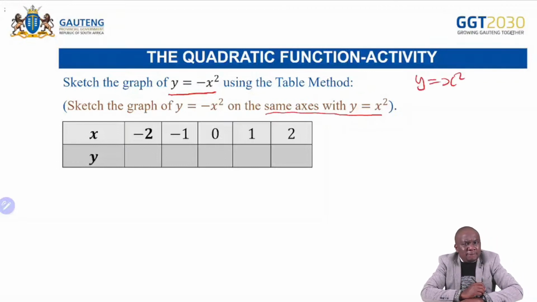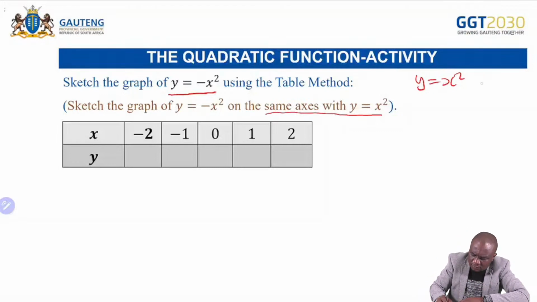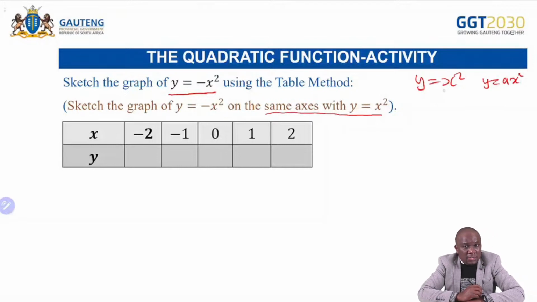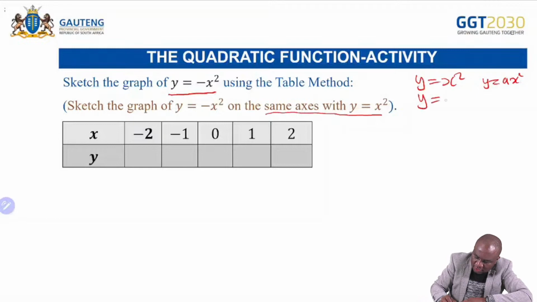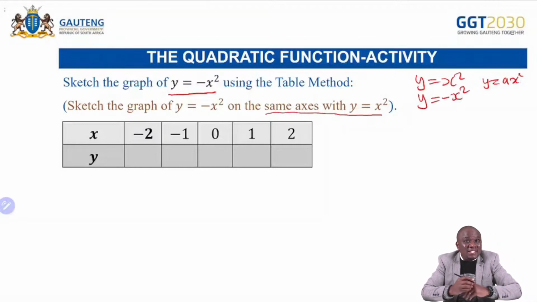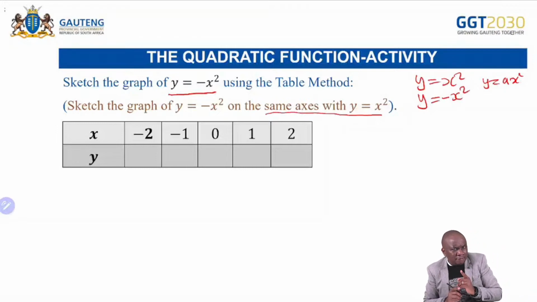Who can tell me what's the value of a there? What is the a there? Y is equal to ax squared. If it's y is equal to x squared, what is a? A is 1. And then if it's y is equal to -x squared, what is the value of a? Is -1. So we want to see what will happen to the graph of y is equal to -x squared when you compare it to the graph of y is equal to x squared.